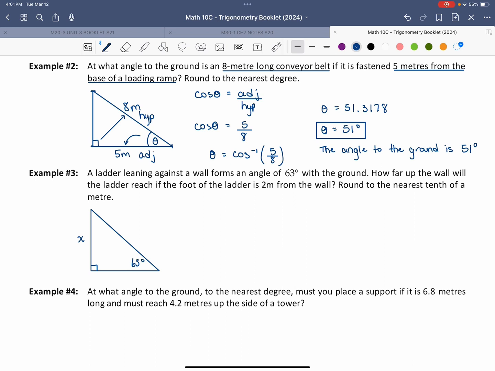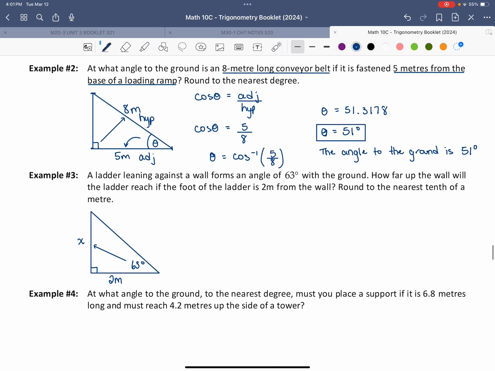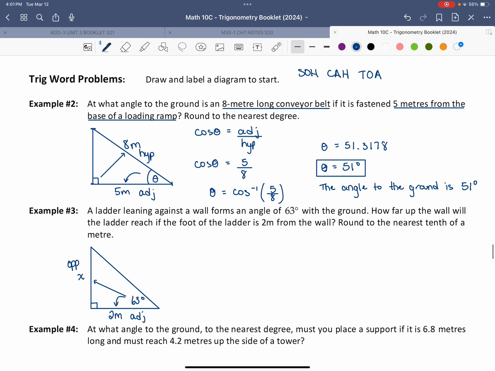If the foot of the ladder, so foot and base always mean bottom, so the bottom of the ladder would be here. The foot of the ladder is 2 meters from the wall. Distance between the wall and the bottom of the ladder is 2 meters. Now that we have our triangle drawn, we're going to label the side we want and the side we have. So from angle 63, x would be the opposite side, and 2 meters would be the adjacent side. That tells us to use TOA or tan.